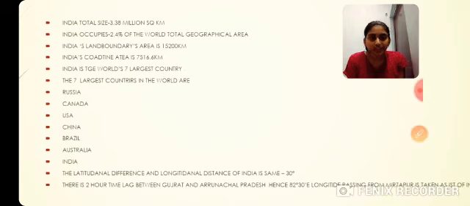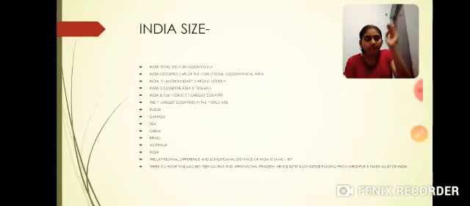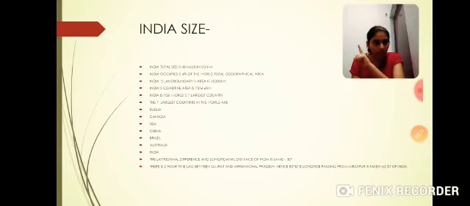Now India's land boundary is done, coastline boundary is done. India is the seventh largest country in the world. There are seven largest countries, and India is the seventh one. The seven largest countries are given to you in the book slide. Before India, six more countries come.